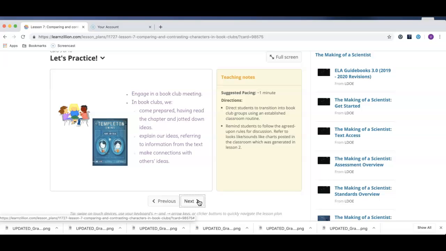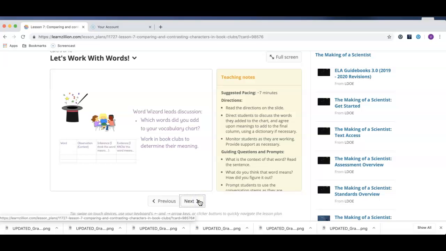So we're going to engage in a book club meeting. In book clubs, we come prepared, having read the chapter and jotted down ideas, explain our ideas, referring to information from the text, making connections with others' ideas.